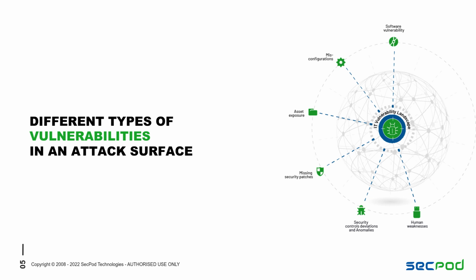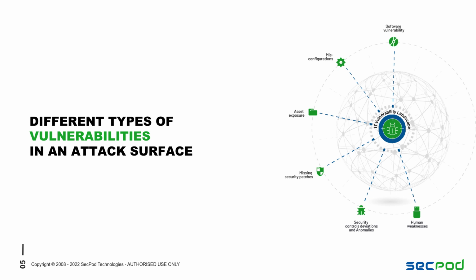So I've done the best possible listing of all categories of vulnerabilities, from software vulnerabilities to misconfiguration, asset exposure, missing security patches, security control deviations or posture related anomalies, or human weaknesses. Each of these is being attacked. Each of these weaknesses is being exploited by the attackers today, as we saw in the attack techniques or some of the popular, widely published attacks that have taken place in the recent past.